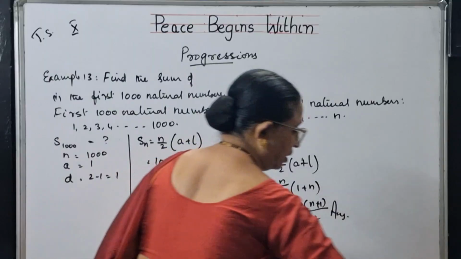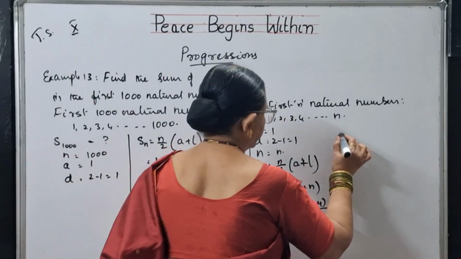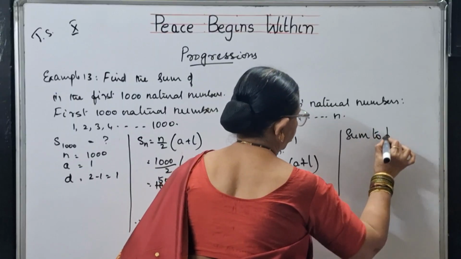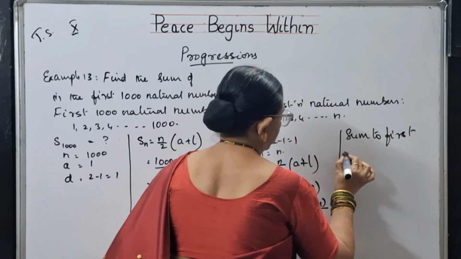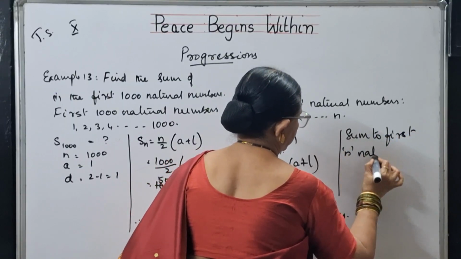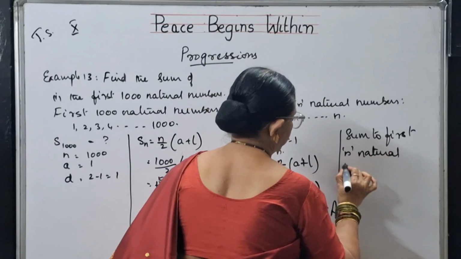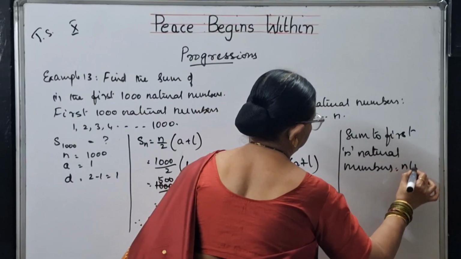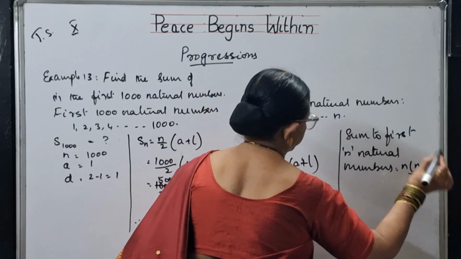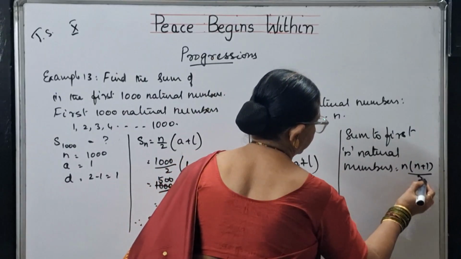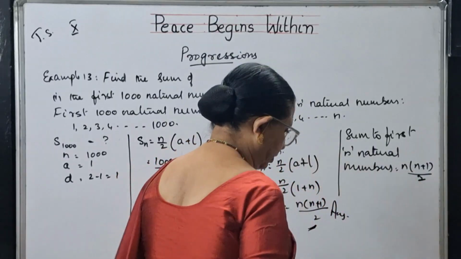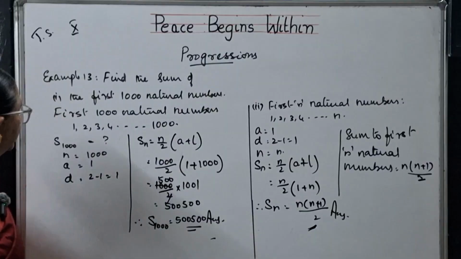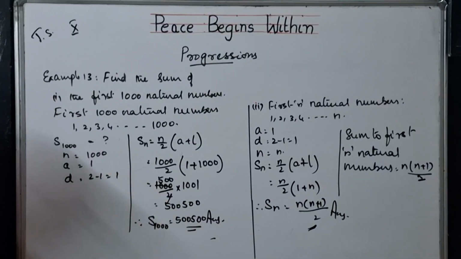Basing on this, we are developing a formula: sum of the first n natural numbers is equal to n into n plus 1 by 2. This formula is very important even for objectives also, children. Please note it down. This is example 13.